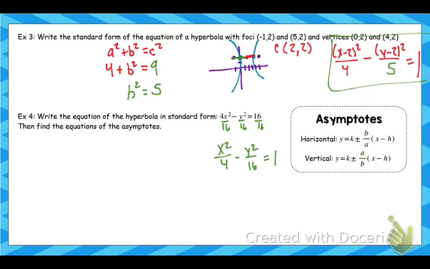The thing to keep in mind, slope is rise over run. So whichever one is the y needs to be at the top. So if it's under the y, it needs to be at the top when we find the slope. So let's go ahead and write this. This one is horizontal because x comes first. So y equals k. Well, k in this case is 0 because it's not y plus or minus anything. b over a. So again, b in this case is the second one. It's the y. So square root it. So that would be 4 over 2, which is just 2. And then x minus h, well, h is 0 because there's nothing added or subtracted here. So plus or minus 2x.